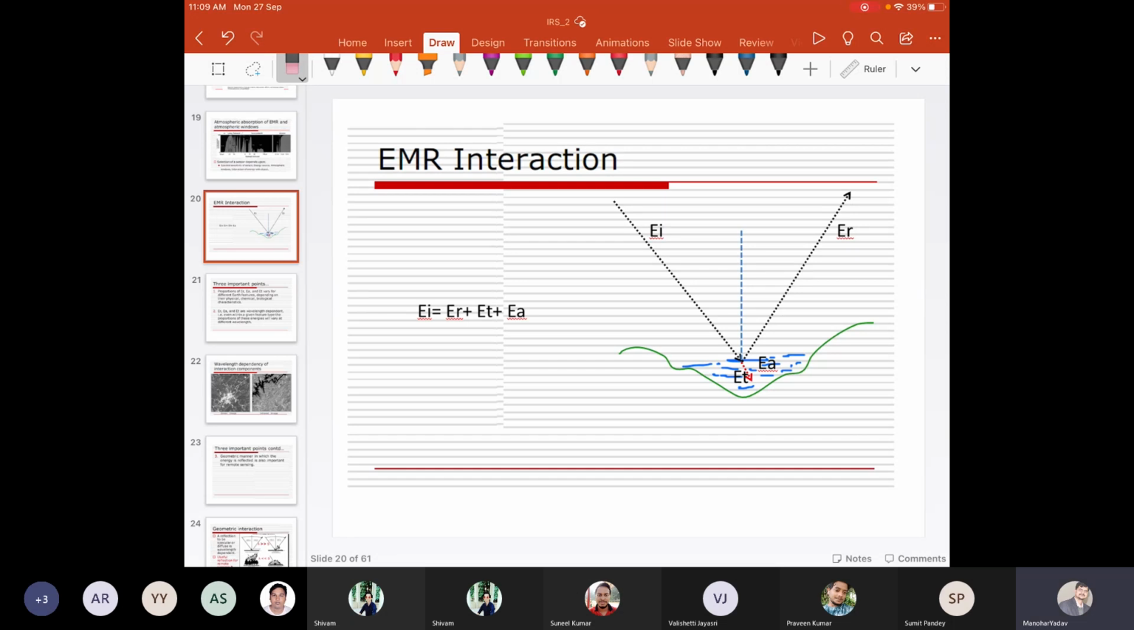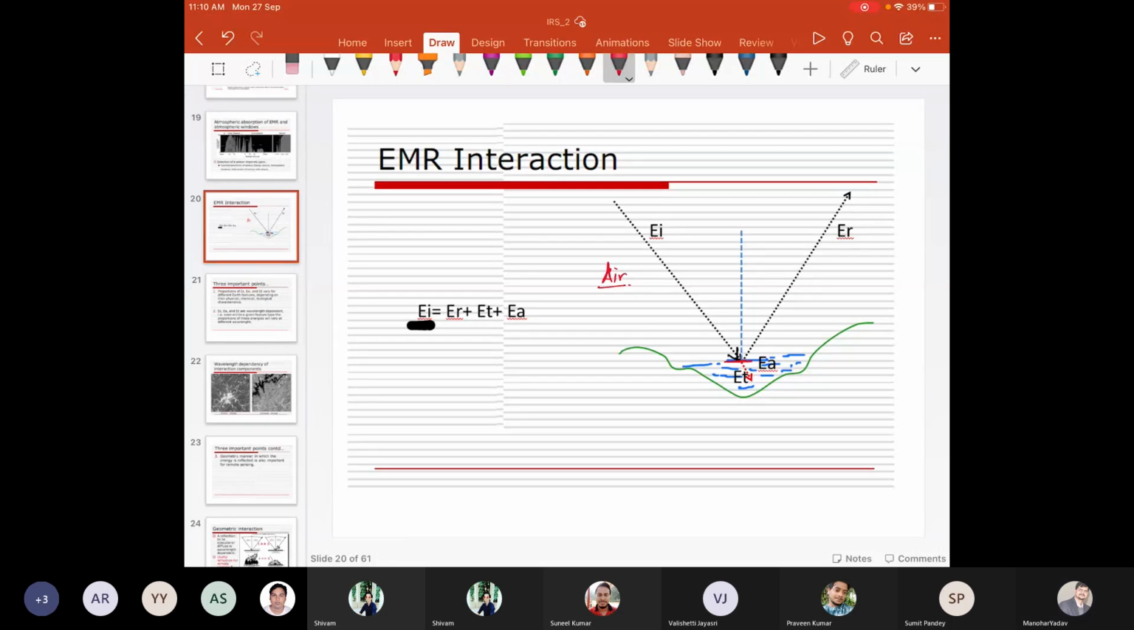In the previous lecture, we have already discussed how the electromagnetic radiation interacts with Earth surface objects. Once again, briefly, I would like to revise the discussion we had previously. So in this case, this EI is the incident energy. It interacts at this particular junction. Then what happens? This medium is air.